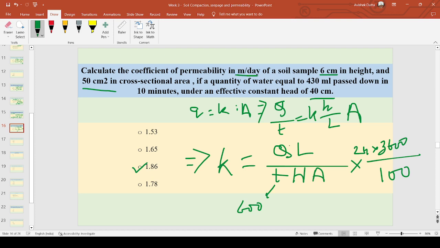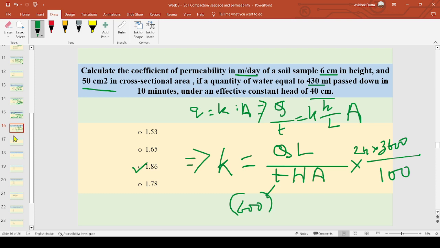I am taking Q equal to 430 cc. L is 6, T is 10 minutes, or better, I'll take T as 600 seconds and then convert the time, 24 into 3600. Head difference is 40 centimeter, area is 50, and then convert the entire thing into meter by dividing by 100. So put the values over here and then convert it, you will get 1.86. Okay, I hope it's clear. Is it clear or should I repeat?